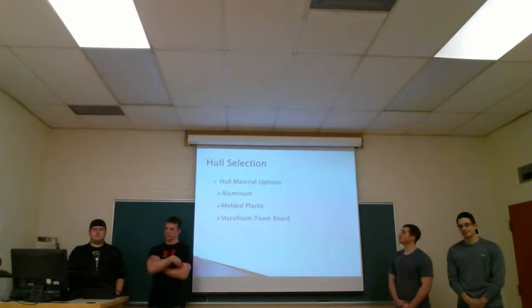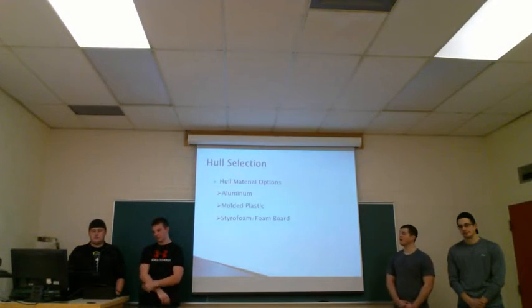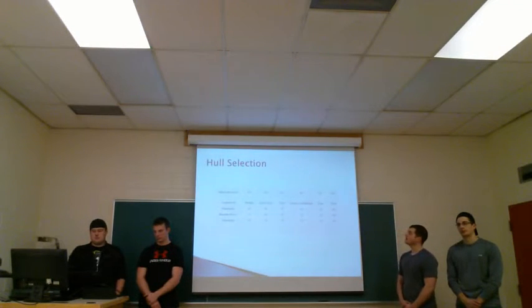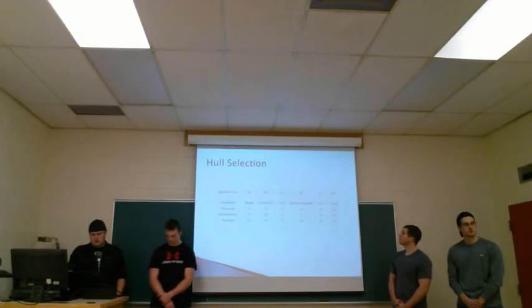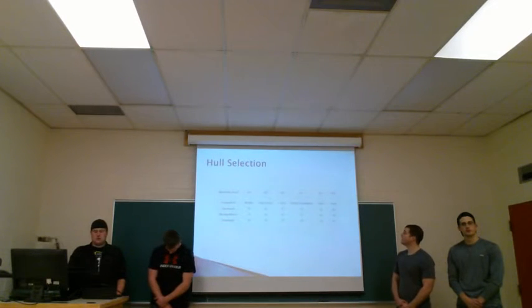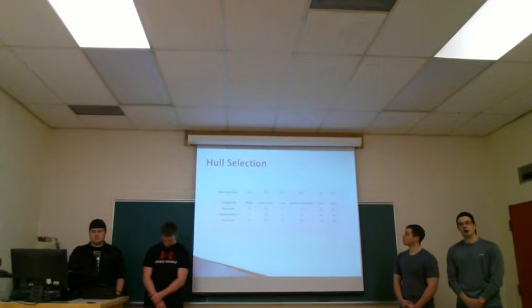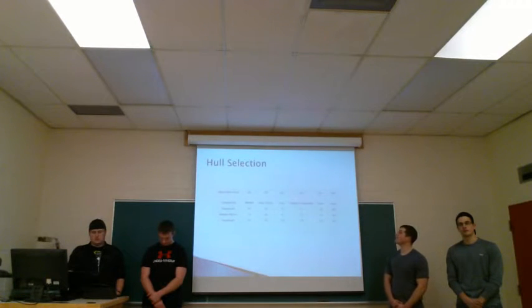For our hull selection, here we have 3 hull material options. We have aluminum, molded plastic, and styrofoam/foam board. And right here you see our hull selection design matrix. When you look at the matrix, for the aluminum, we ended up with a total of 80 out of 100. For our molded plastic, we had 50 out of 100, and for our styrofoam, we had 95 out of 100. So we're most likely going to go with styrofoam for our hull.